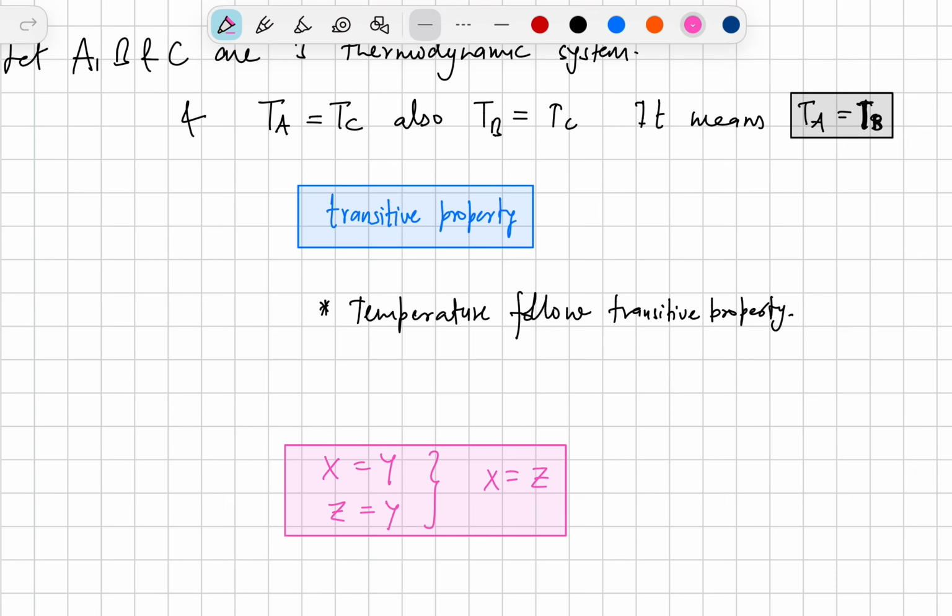It was too fundamental, and it was defining the definition of temperature, so they had to give it the name zeroth law.